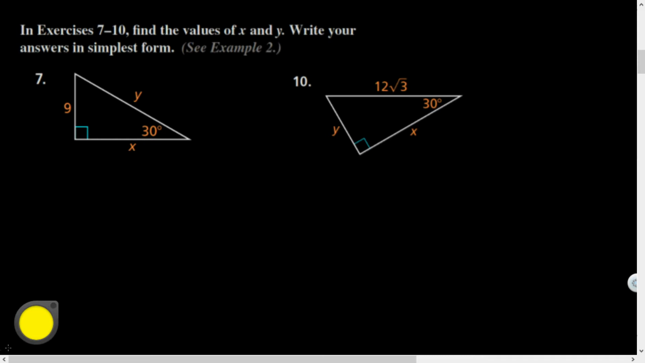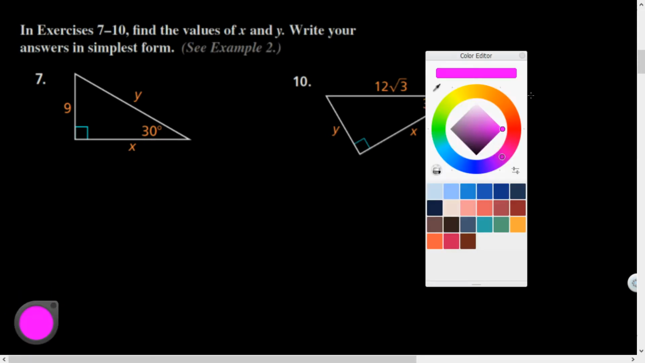So for 30, 60, 90 triangles, let's see, perhaps you guys remember.